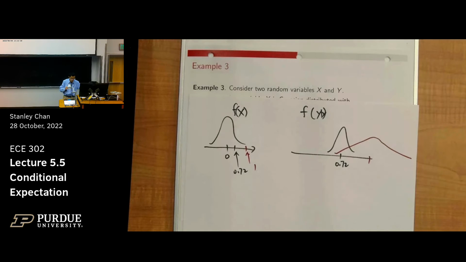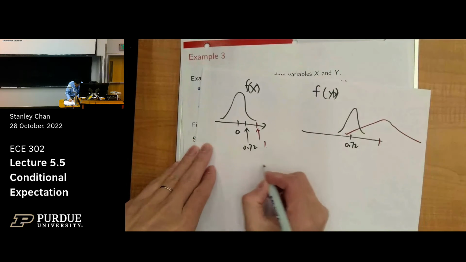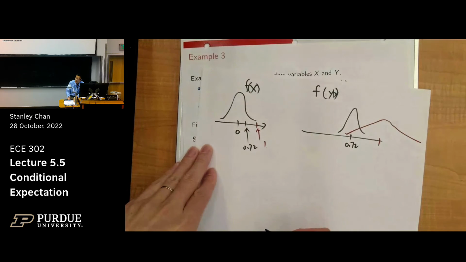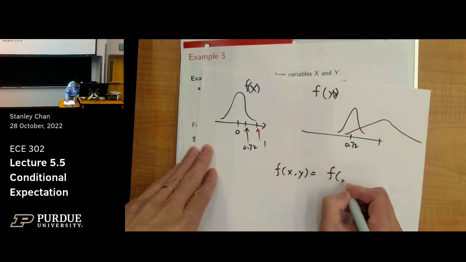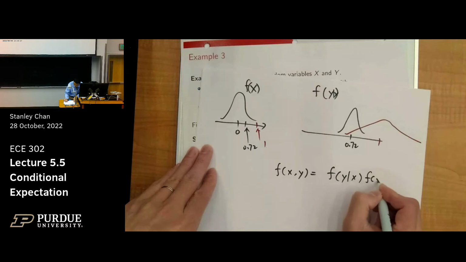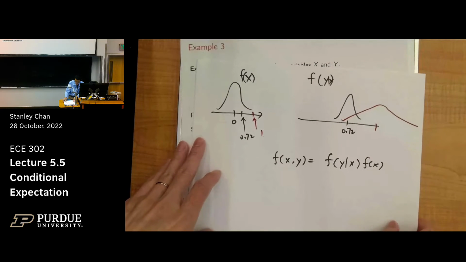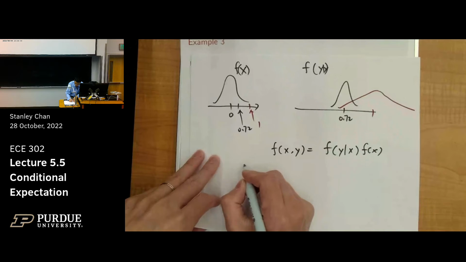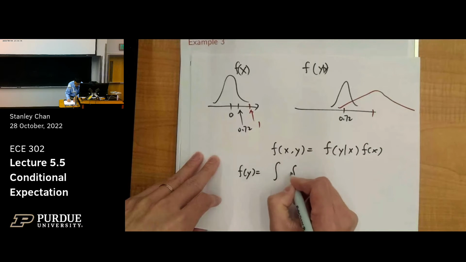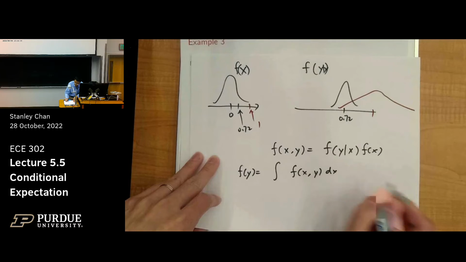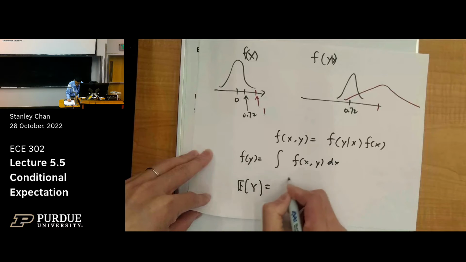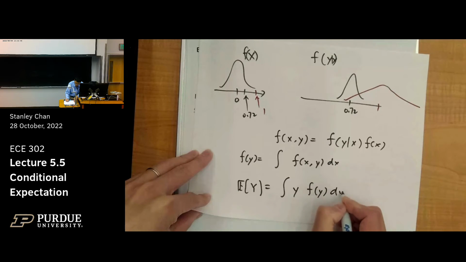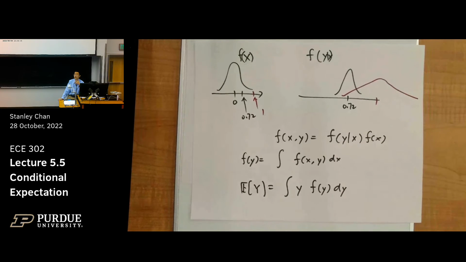Okay, so that's one suggestion. Let's try that. So the suggestion is that I have fx, I have fy given x. That means I have f of x and y, which is fy given x times fx. Correct? Okay, and then I need to find the fy. This is going to be the integral of f(x,y) dx. And once I find this fy, then I can find the expected value of y. That will equal the integral of y times fy dy. Right? I think that's the logic here.